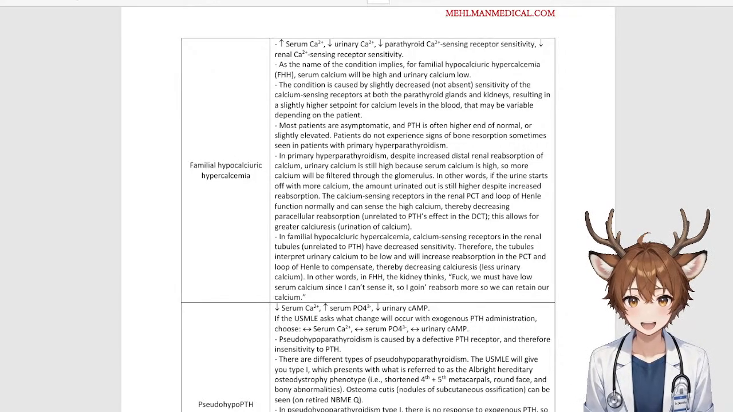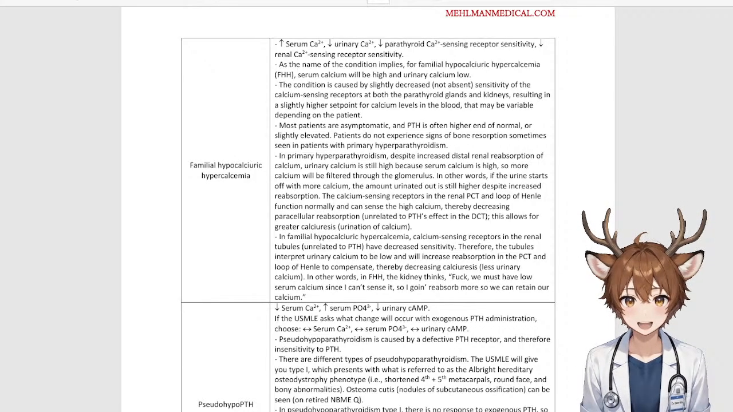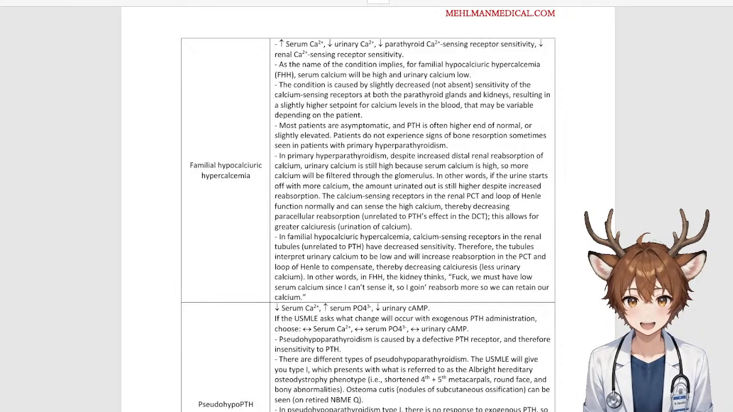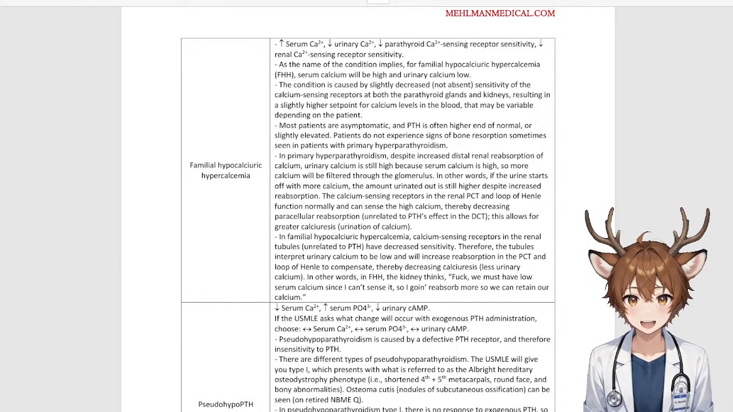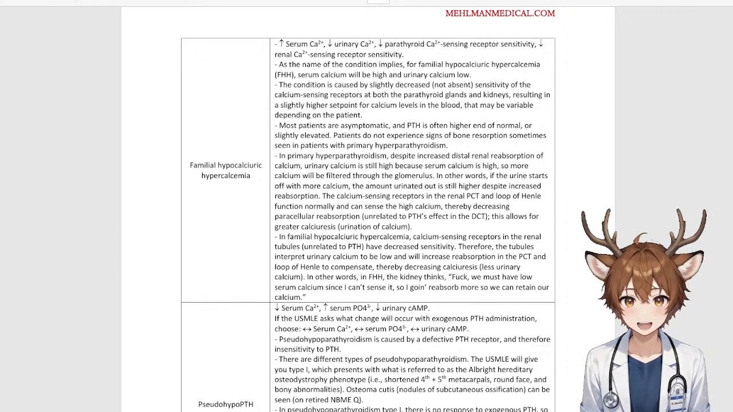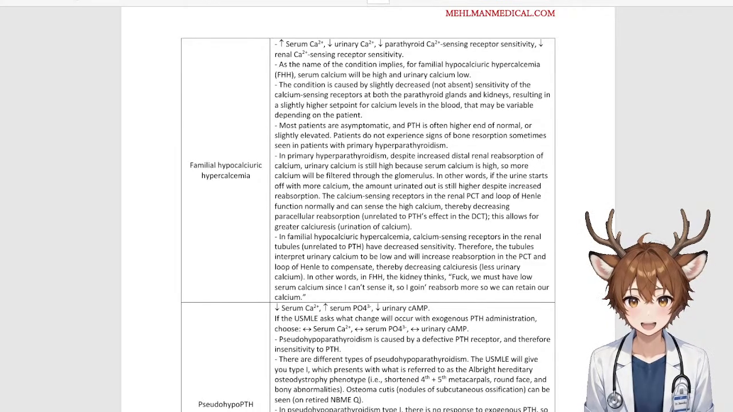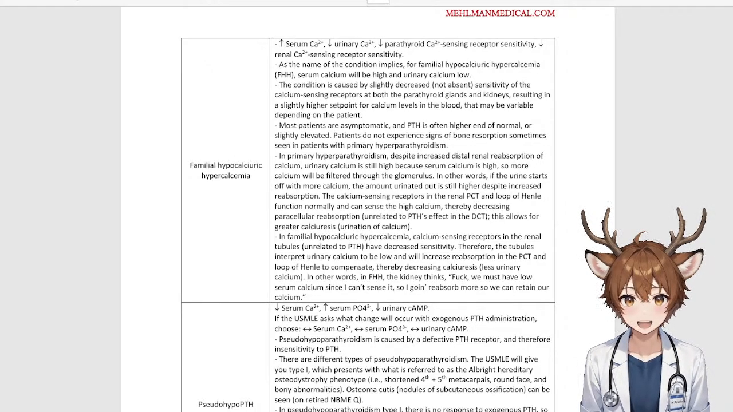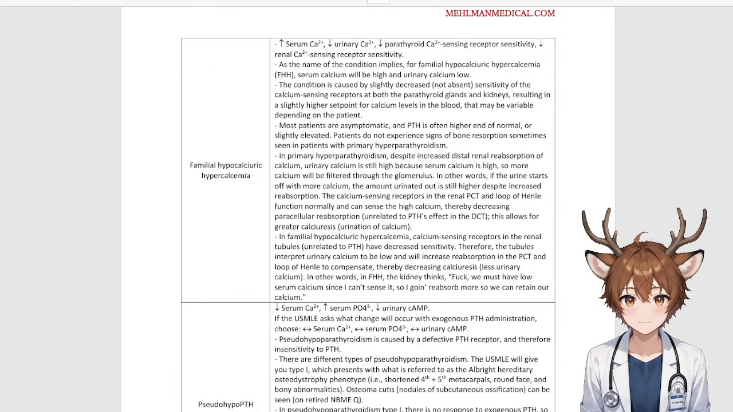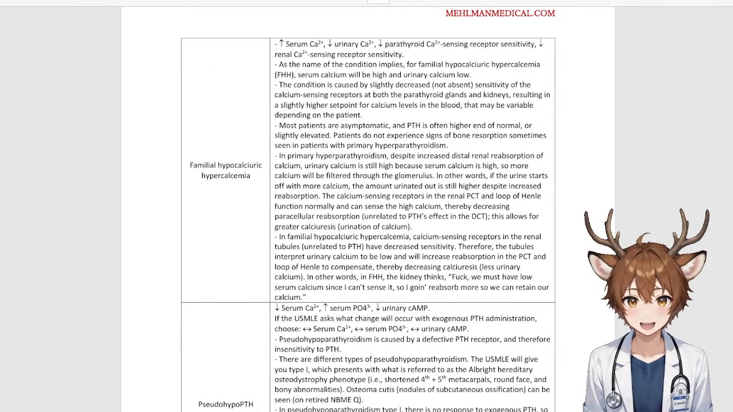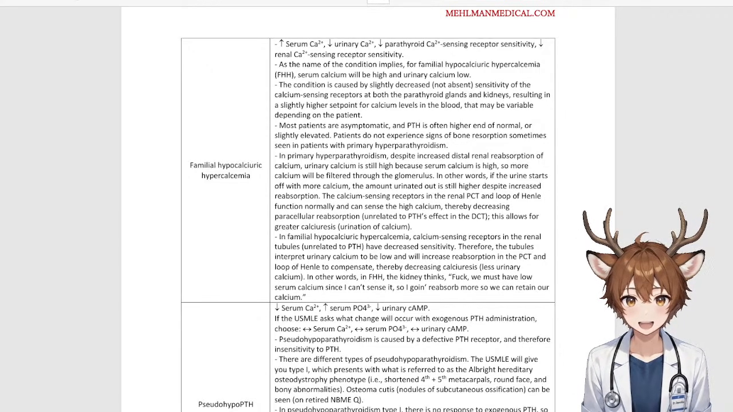In familial hypocalciuric hypercalcemia, calcium-sensing receptors in the renal tubules unrelated to PTH have decreased sensitivity. Therefore, the tubules interpret urinary calcium to be low and will increase reabsorption in the PCT and loop of Henle to compensate, thereby decreasing calciuresis, less urinary calcium. In other words, in FHH, the kidney thinks, gosh, we must have low serum calcium since I can't sense it, so I am going to reabsorb more so we can retain our calcium.